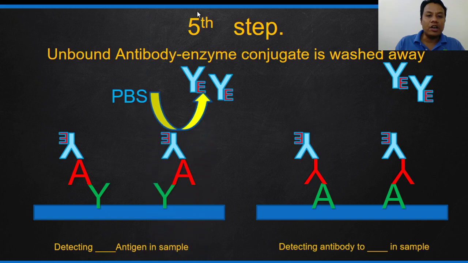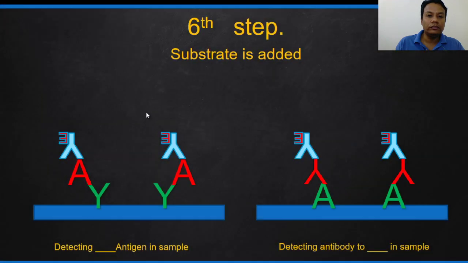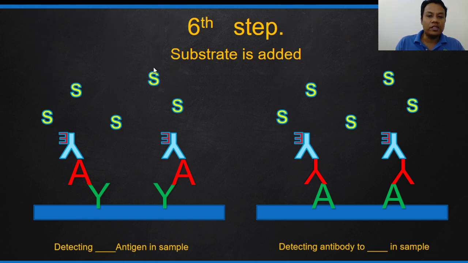One more time, the unbound antibody enzyme conjugate needs to be washed away by using PBS. They need to be washed away because we don't want them to react with the substrate that we're going to add later in the sixth step. So on the sixth step, substrate will be added, and the respective enzyme for the specific substrate is available.